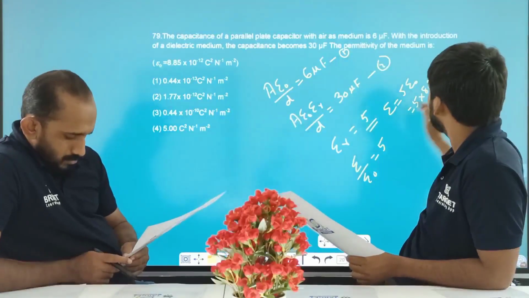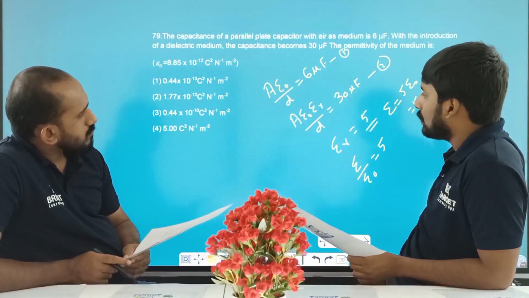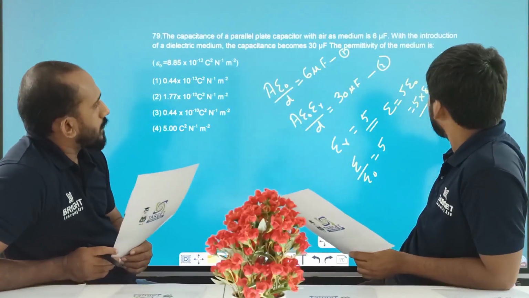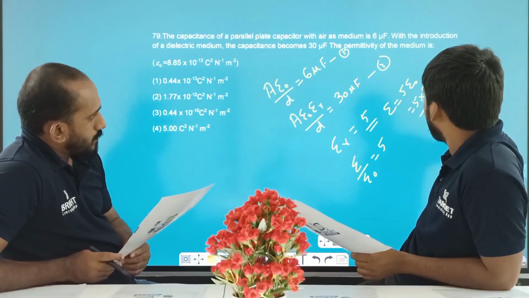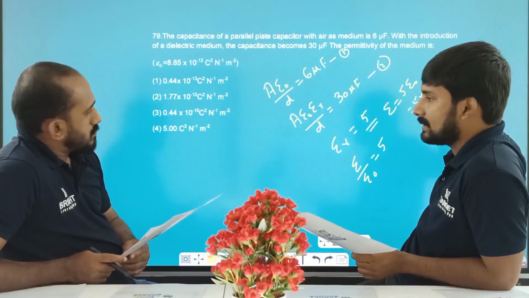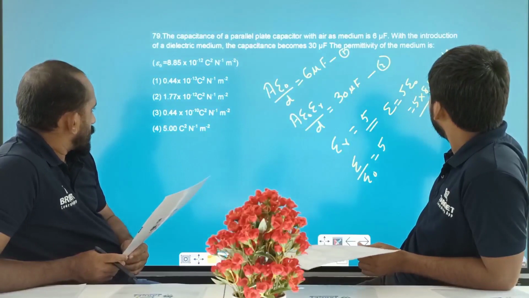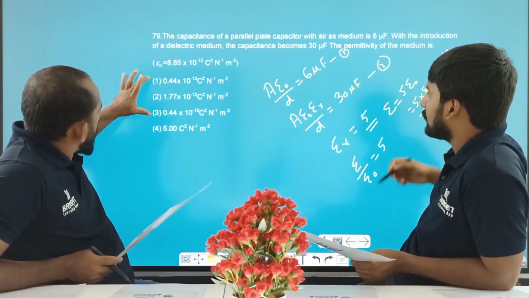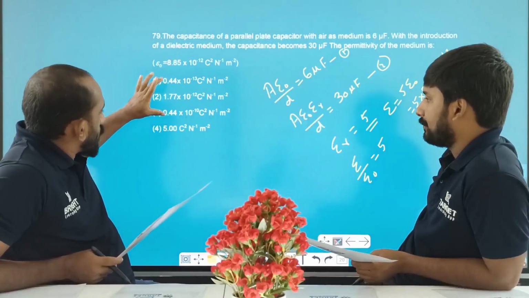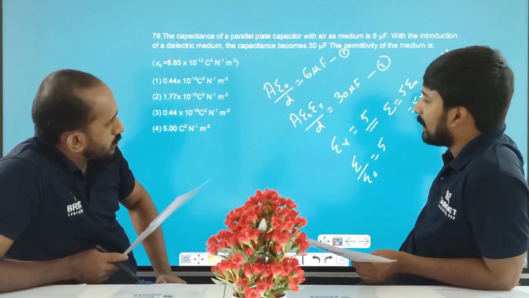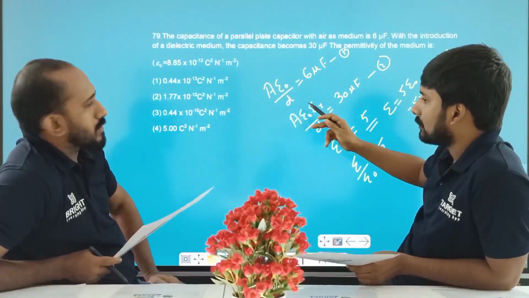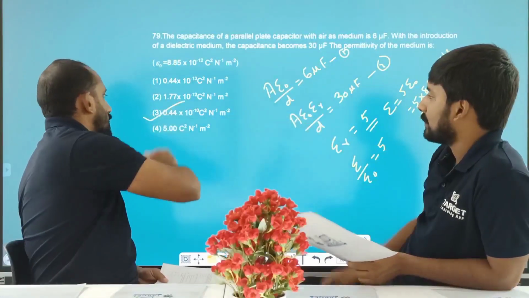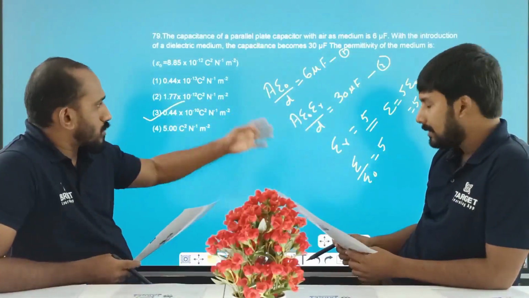So its value will be 5 into 8.85 into 10 raised to minus 12. Here it's 44, 0.44, so we have to make it up to two places. So 10 raised to minus 10 will come, so minus 10 then raised to minus 13. So you have to do only two steps.